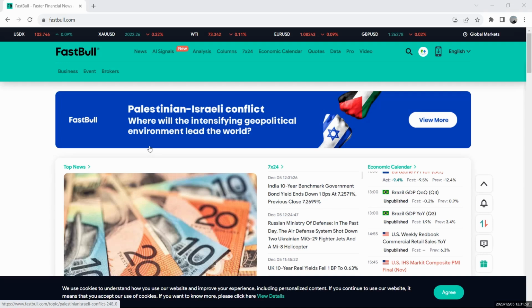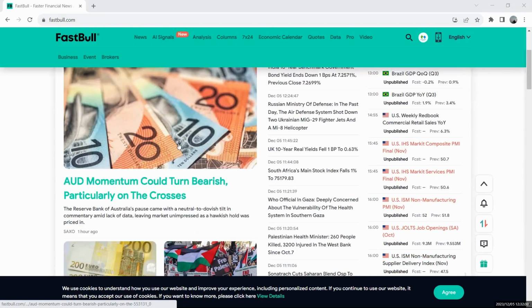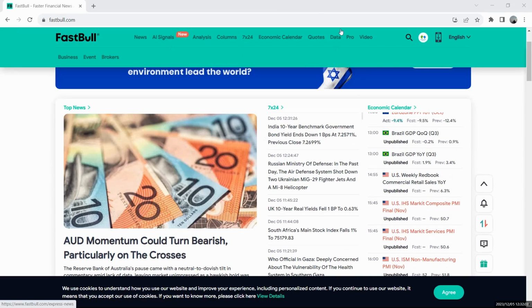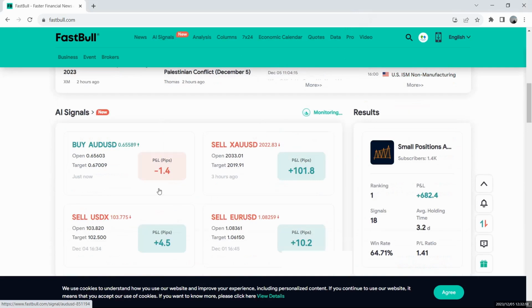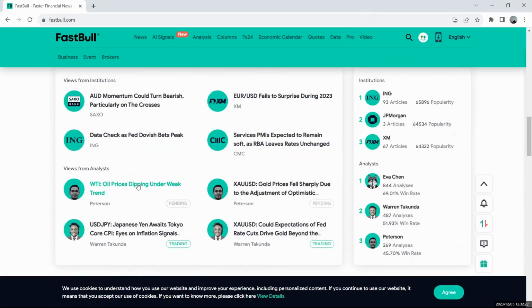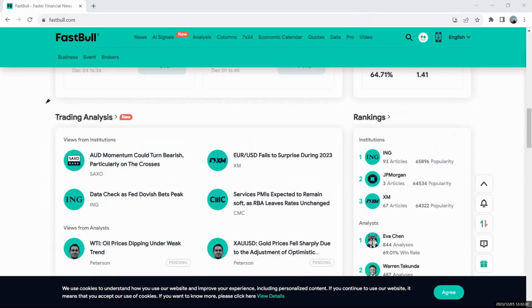The best part of everything is they have instant news release. As you can see, they have the 24/7 news, which are the instant news, and they have the economic calendar. You can always scroll down every single news. They have the AI signals that give you an idea of people's sentiment, and they have other news with regard to analysis. They have this new trading analysis icon right here that you can use to see and compare trading analysis with other traders. And you have your quote data right here.